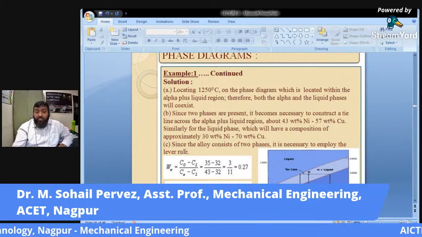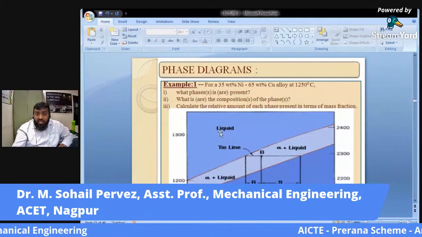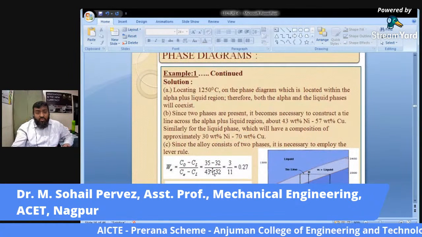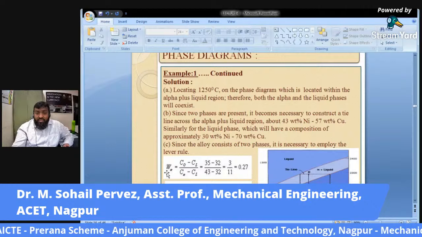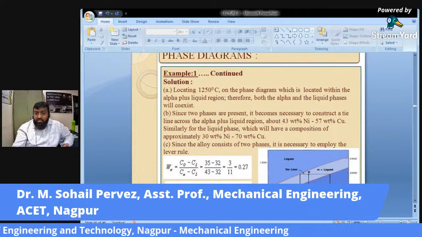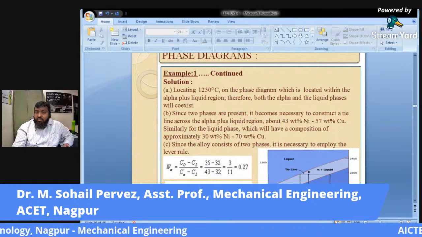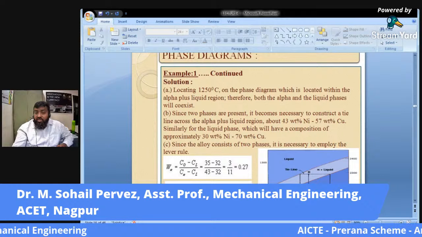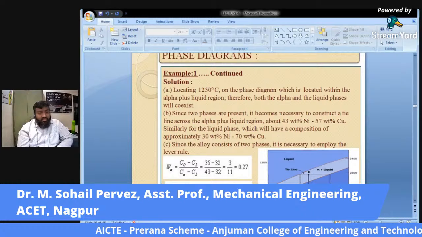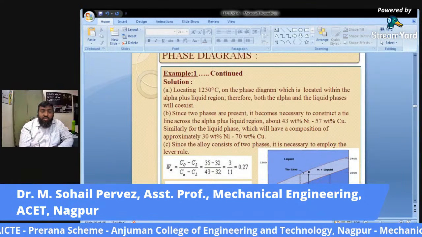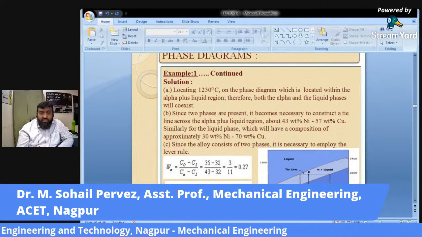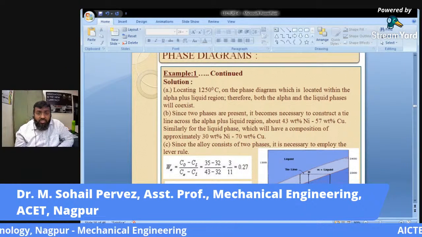The third one is, we want to know the mass composition. Calculate the relative amount of each phase present in terms of mass fraction. So that mass fraction we already know. That is, if it is for solid, C0 minus CL upon C alpha minus CL. If it is for liquid, then solid will come, C alpha minus C0 upon C alpha minus CL. So this would be the percentages. So this is how the binary system completely soluble in both the phases. So Cu and Ni, we have taken this example, and I hope you are getting the points.